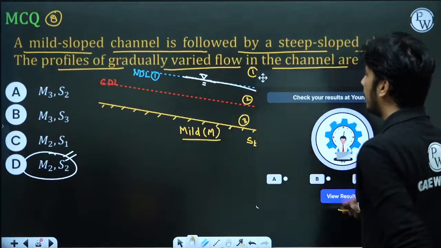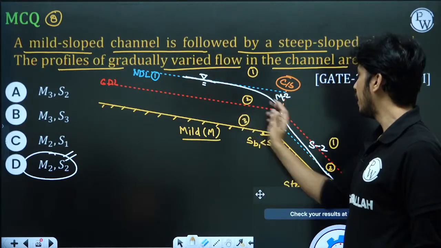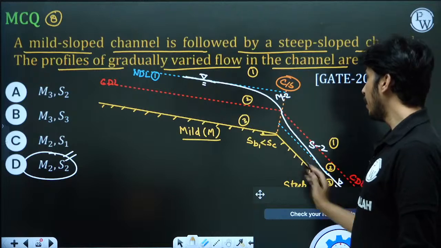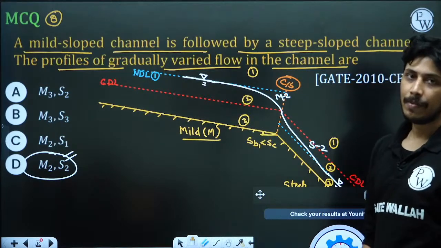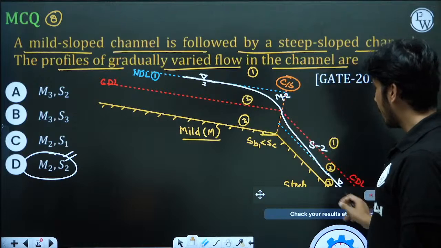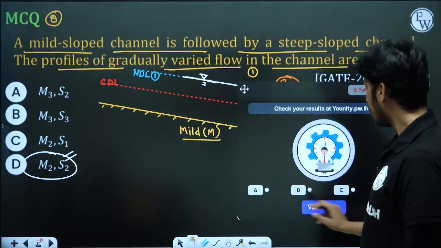Every time remember, the profile always tries to meet from NDL to NDL. So you have to just meet from NDL to NDL. Where the flow is moving, the range will be called the flow profile. So here it is moving in M2, here it is moving in S2, so M2S2. D part is the correct answer.